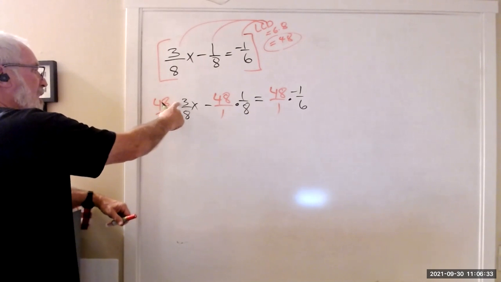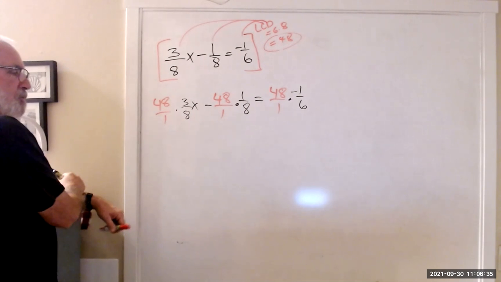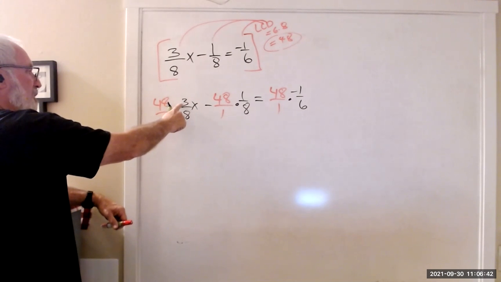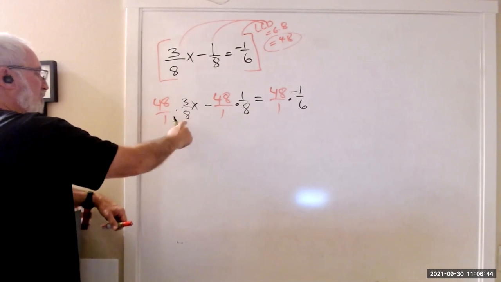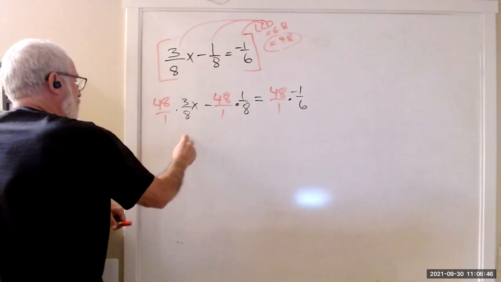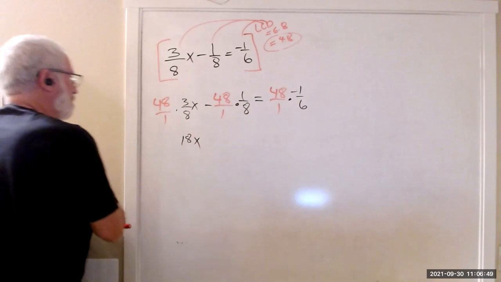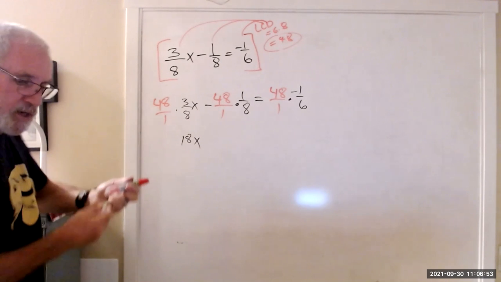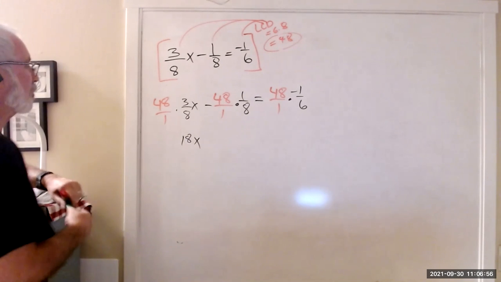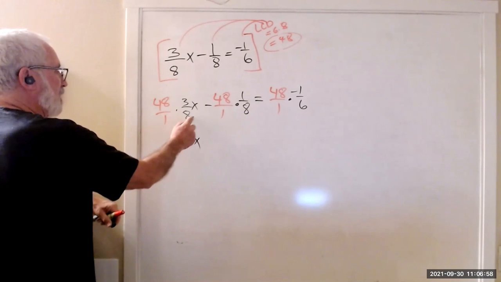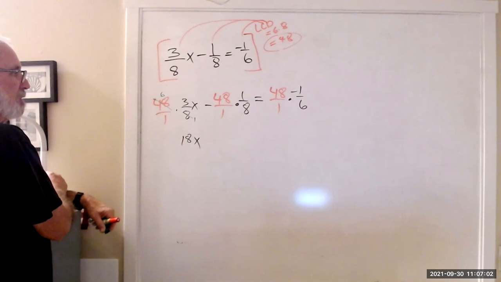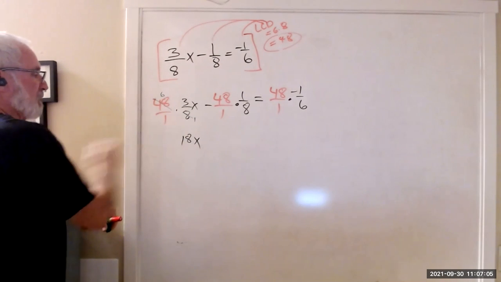48 times 3 divided by 8. So go ahead and try that on your calculator. 48 times 3, top times top, divided by 8. Should be 18. Yeah, I got 18. Now, the trick way is to do what we call cross canceling. 8 goes into 8 once, 8 goes into 48 6 times. 6 times 3 was 18.